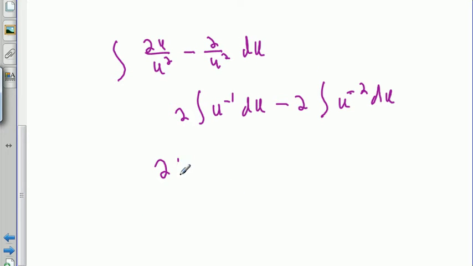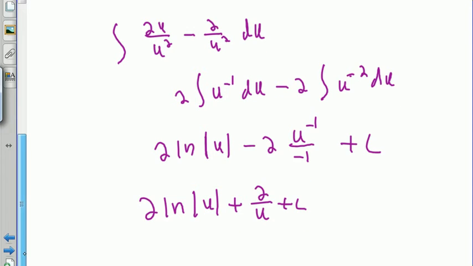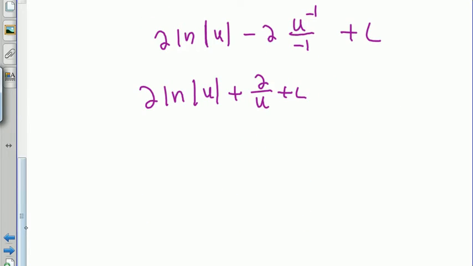So this is then 2 ln of the absolute value of u, minus 2 times u to the negative 1 divided by negative 1. We're going to have a plus c here. So it's 2 ln of the absolute value of u plus 2 over u plus c. If you don't believe me, go ahead and take the derivative of that and see how it goes.